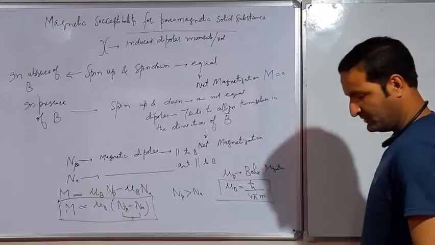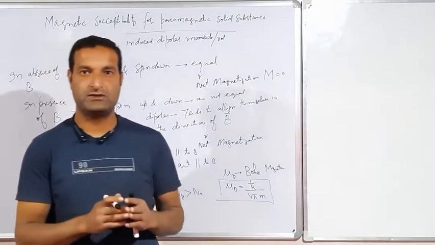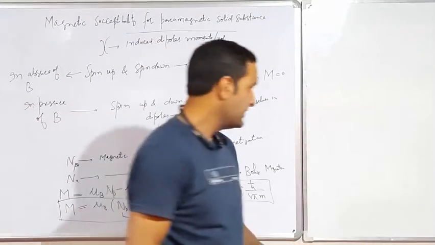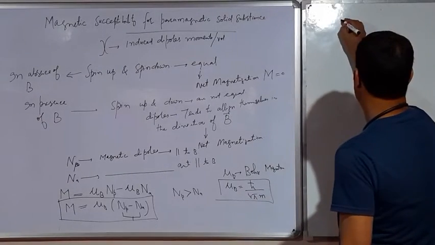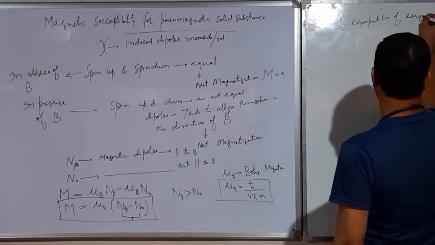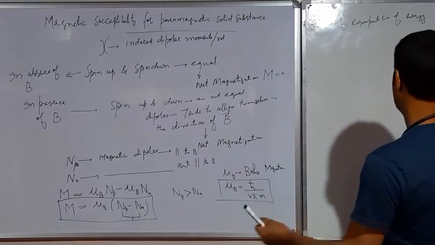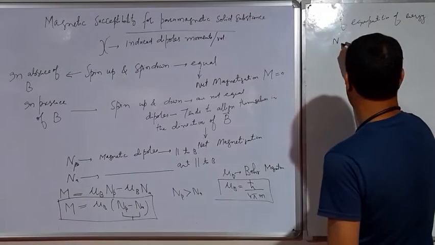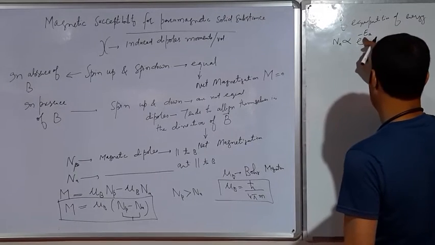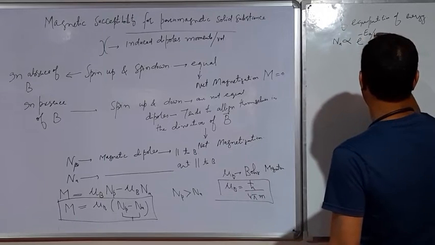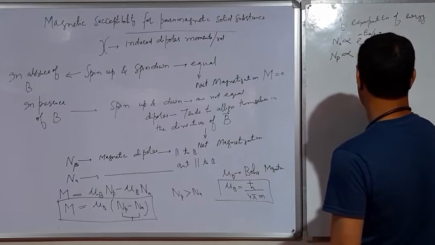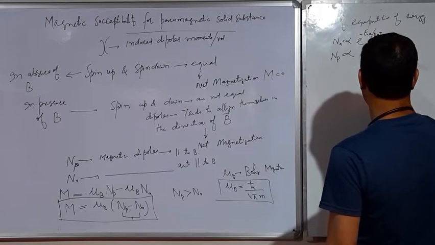As I already told you in the previous lecture, this is a thermodynamic system and thermodynamic laws will be applied here. So here, as per the law of equipartition of energy, we can write Na is proportional to e power minus Ea, that is the energy of antiparallel dipoles, upon kBT. Similarly, Np, parallel dipoles, will be proportional to e power minus Ep upon kBT.